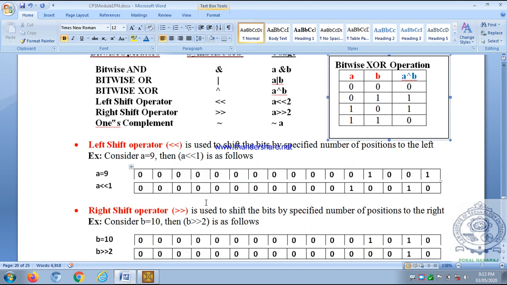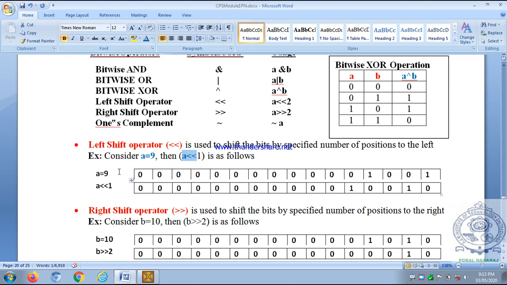Then let us discuss the left shift operator. The left shift operator is represented by two less than symbols, and it is used to shift the bits by a specified number of positions to the left side. As the name specifies, left shift means move the bits to the left side by the specified number of times. Say for example, suppose we have A is equal to 9, and we have to perform A left shift by one position.